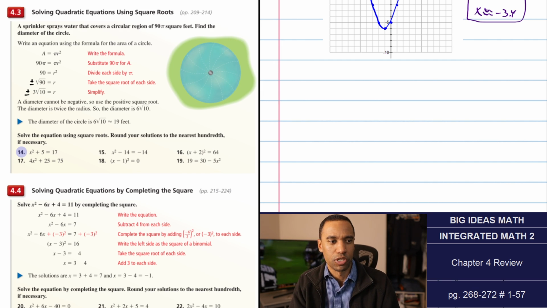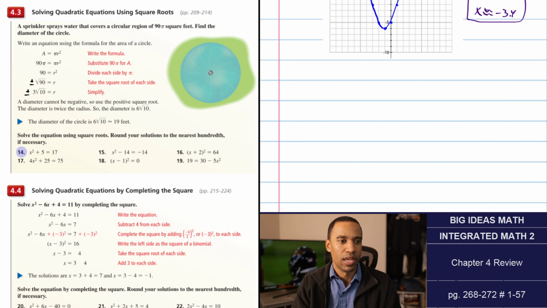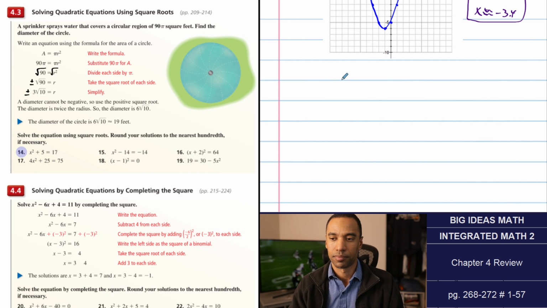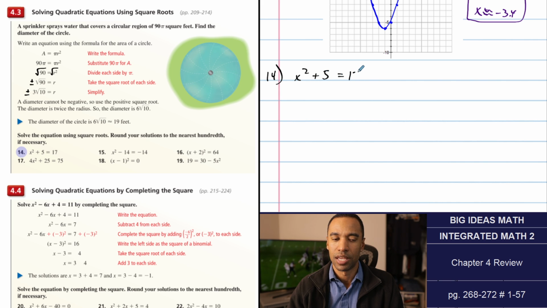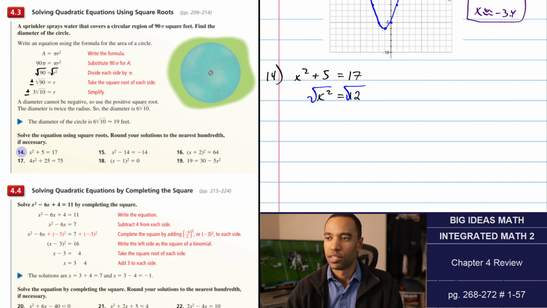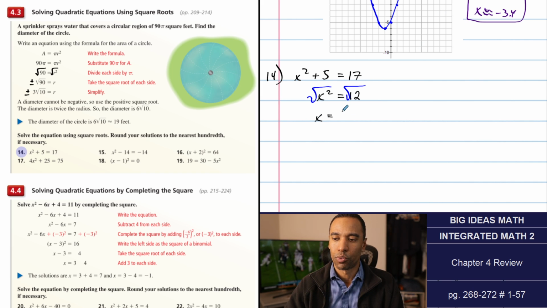Okay, these aren't word problems in general, but it was solving using square roots. I didn't write that, but they kind of did. You take the square root of both sides right there once you get the squared term or quantity by itself. Squared variable or quantity by itself. So let's go to number 14, where we are solving x squared plus 5 equals 17. I do want to get x squared by itself, subtracting 5 from both sides. I want to take the square root of both sides, where I'll get x equals plus or minus.